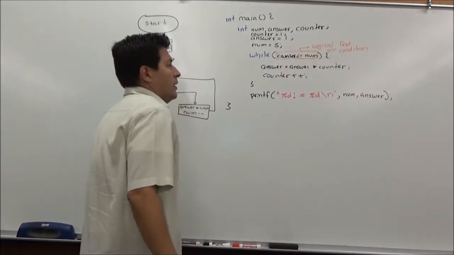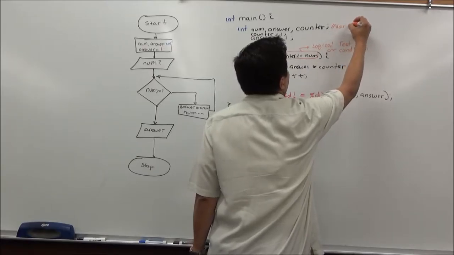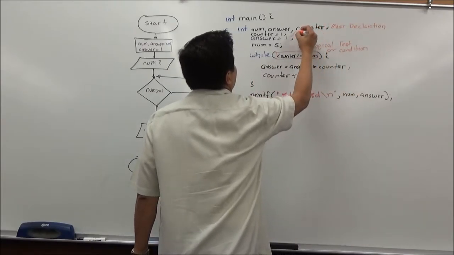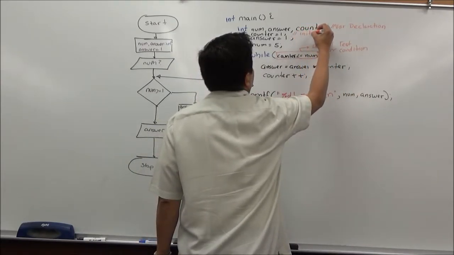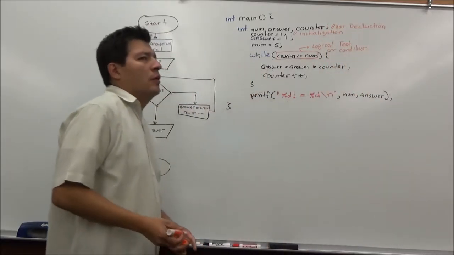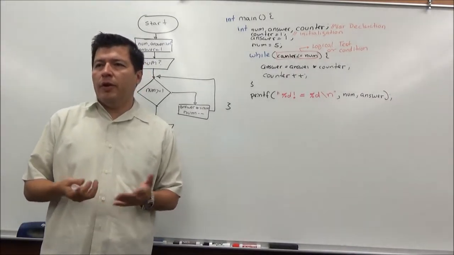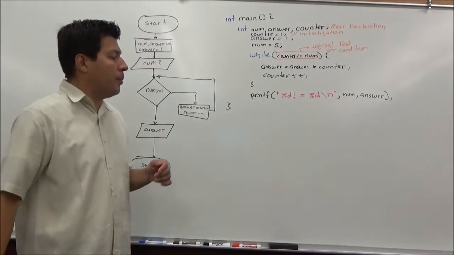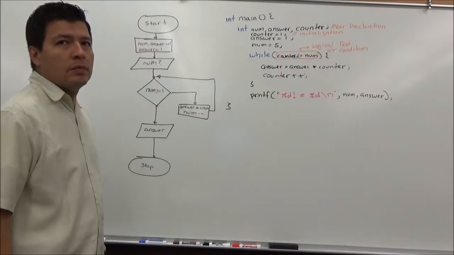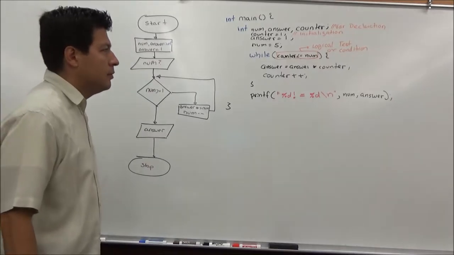So this is our logical test. So we have our variable declaration, right? And this counter, I initialize it to 1. I initialize it to 1 because factorials don't start at 0, they start at 1 and up. Technically, you can take the factorial of 0, and the answer is 1.